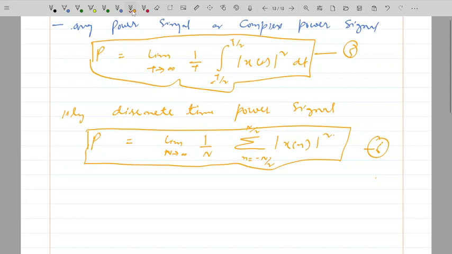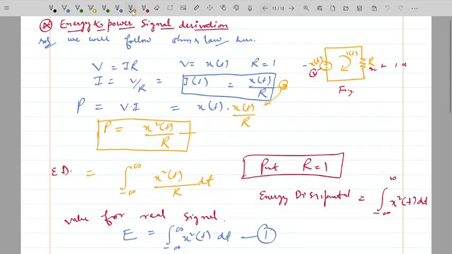So guys, let's explain one time the energy and power signal derivations. These are based on Ohm's law. Here x of t is the voltage, R is the resistance, that is 1 ohm, and i of t is the current, and according to this we are finding out the power. According to Ohm's law, voltage is equal to current into resistance. So here V is x of t, R is 1. So we find I is equal to V by R.